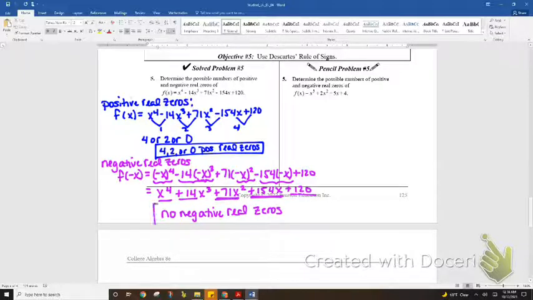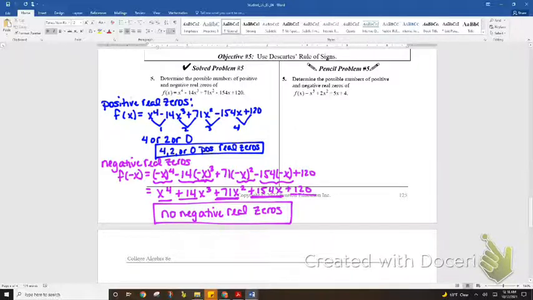So what does that mean? Well, none of them are going to be negative. So we could have 1 positive. We could have 2 positive. We could have 4 positive. Or if we don't have any positive ones either, that means they're all imaginary. Okay, it didn't tell us to find them. It's just a clue to help us.